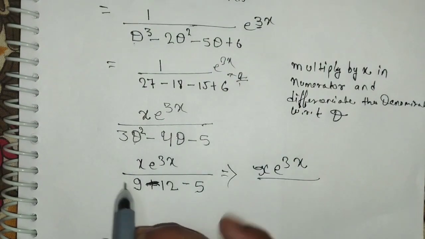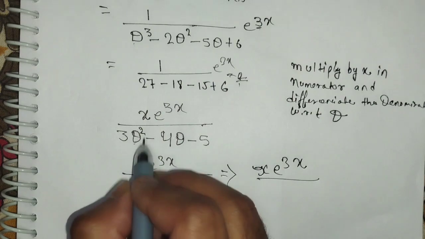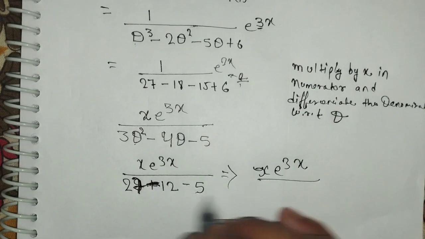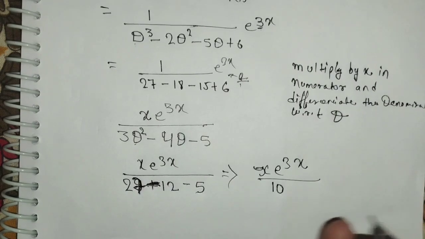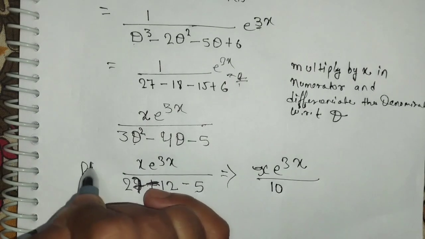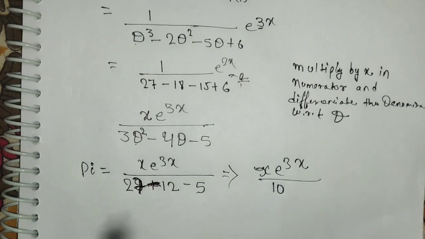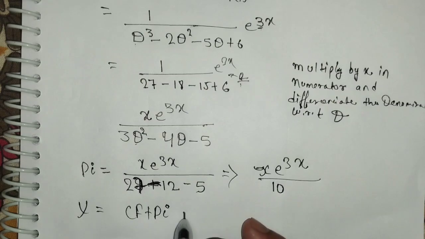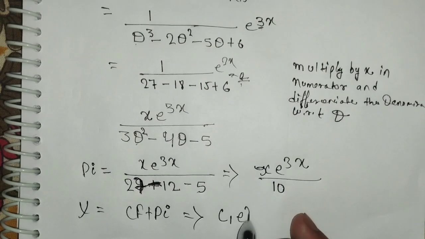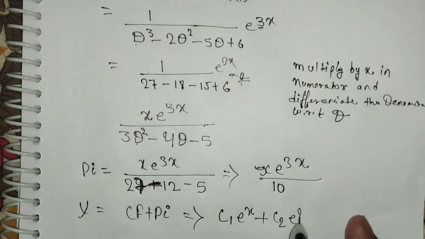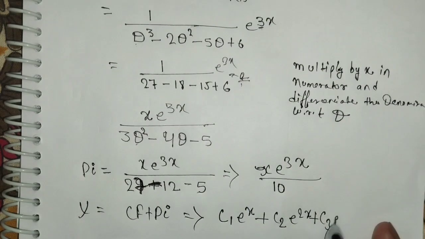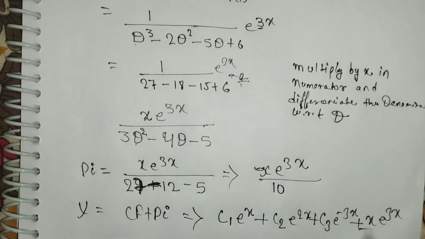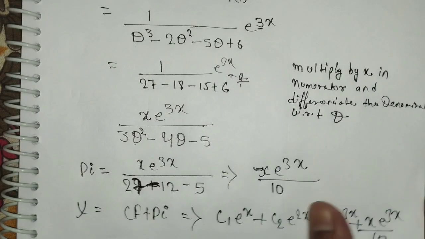Now again apply the same rule, put the value D equal to 3 in this equation, then we get 27 - 12 - 5, it becomes 10. This is your PI. Now y equal to CF plus PI. So put the value of CF: y = c1 e^x + c2 e^(2x) + c3 e^(-3x) + x e^(3x)/10. This is your required solution.